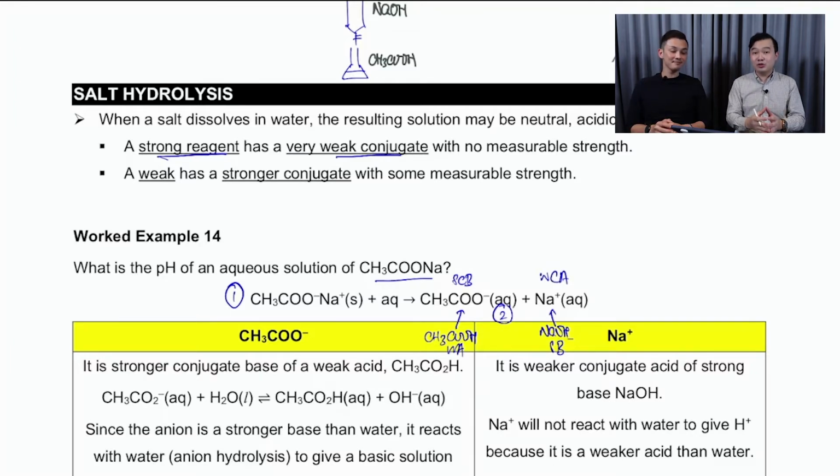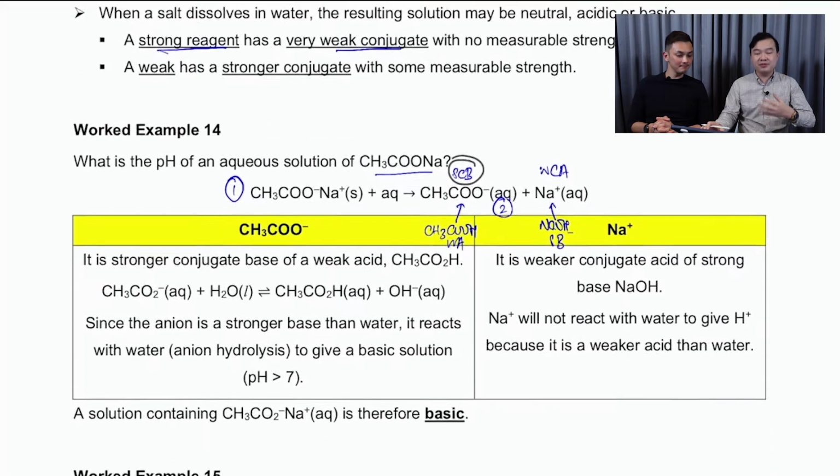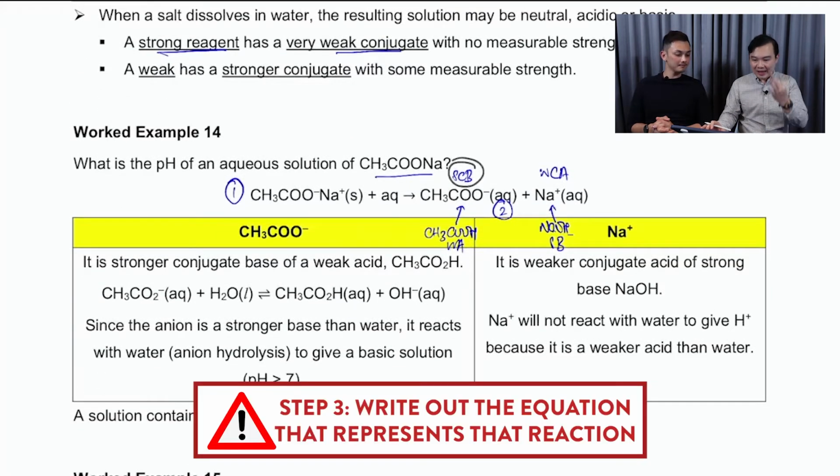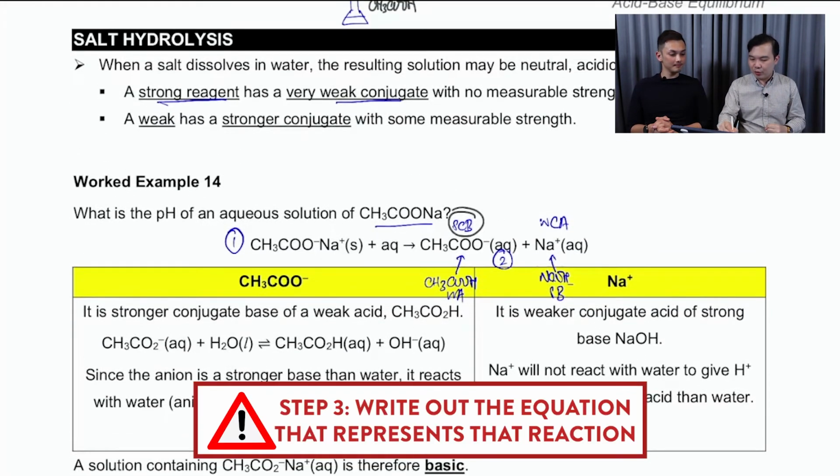Now, if I take a look at the 2 conjugates, can you tell me which one you will focus on? If there's one strong, one weak, naturally we're going to focus on the strong guy. Yes, that's right. So we're going to look at the strong conjugate base, and this is exactly the reason why it's going to give me a basic solution.